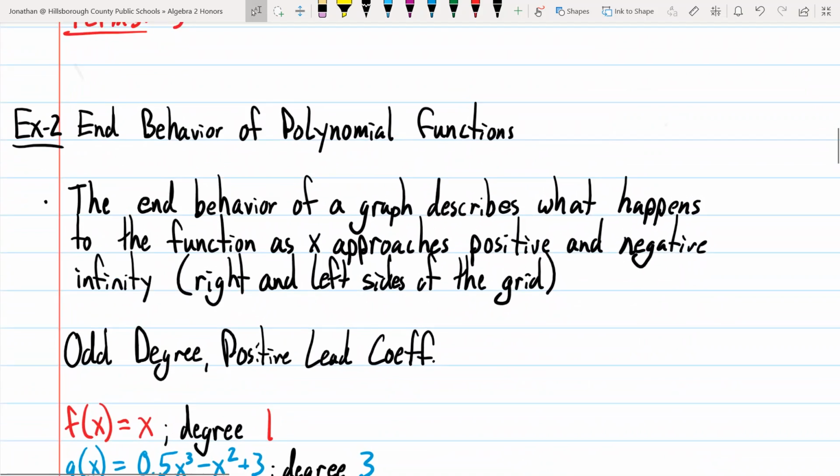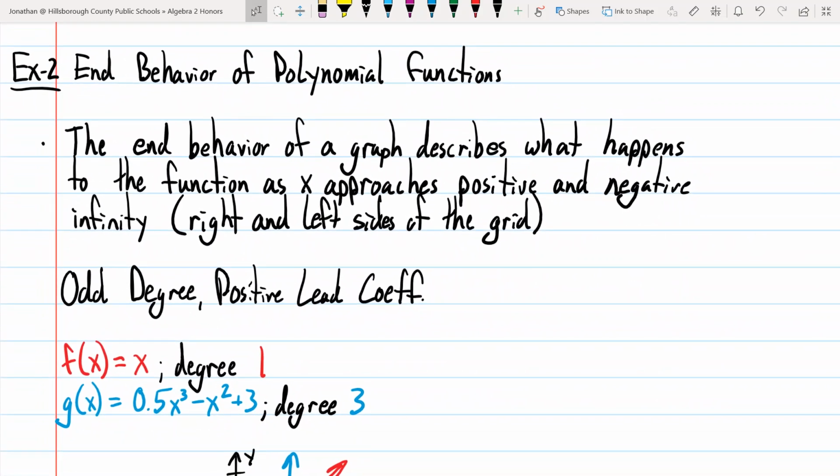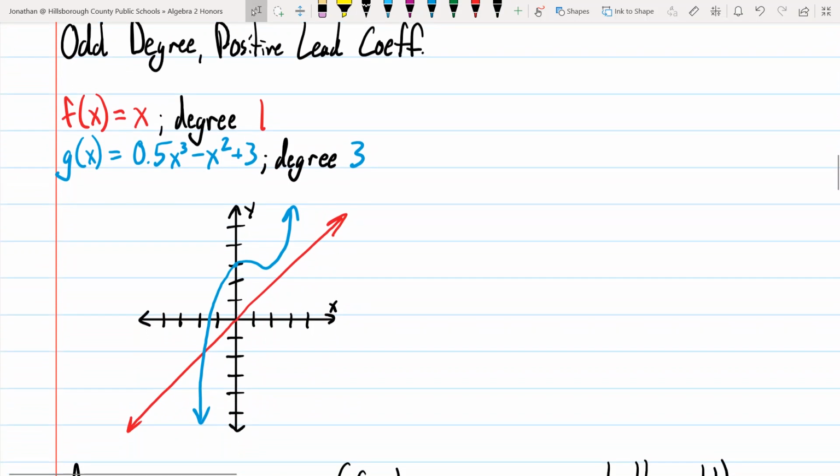End behavior of polynomial functions. This is where we get into some nitty-gritty stuff with our graphs. So example 2, end behavior of polynomial functions. The end behavior of a graph describes what happens to the function as x approaches positive and negative infinity. The right and left sides of the, I don't want to say grid, let's say coordinate plane. So we're analyzing the domain and range. So for each of these things here, I'm going to show you what these graphs look like.